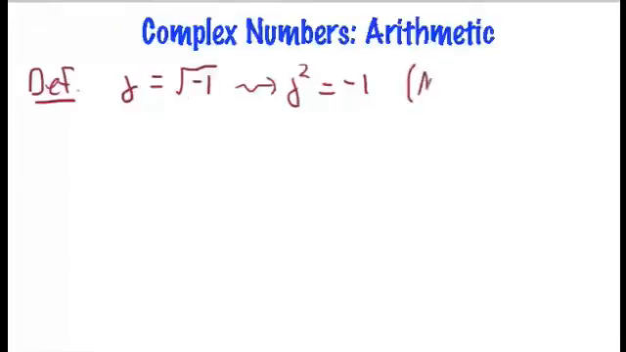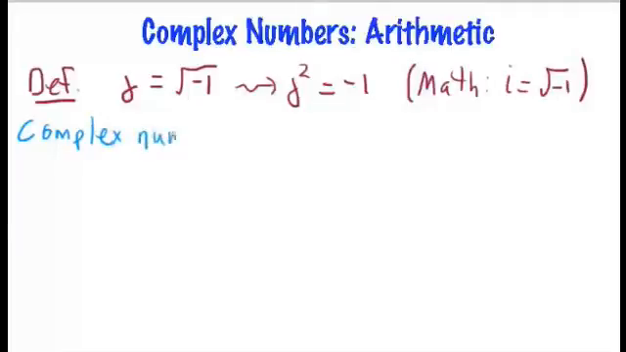I'll note that in the math world and in some other subjects, they use I for the square root of -1. Engineers tend to use J, reserving I for other things. Complex numbers are numbers of the form A plus J times B, where A and B are real numbers.